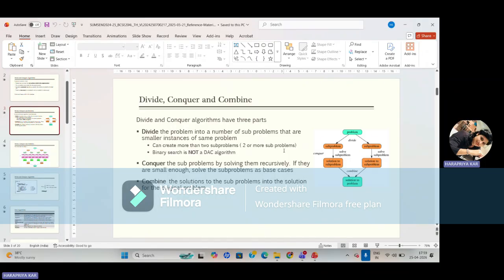So the next step is combine. Combine means we have to combine the solutions to the solved sub-problems into the solution for the original problem.